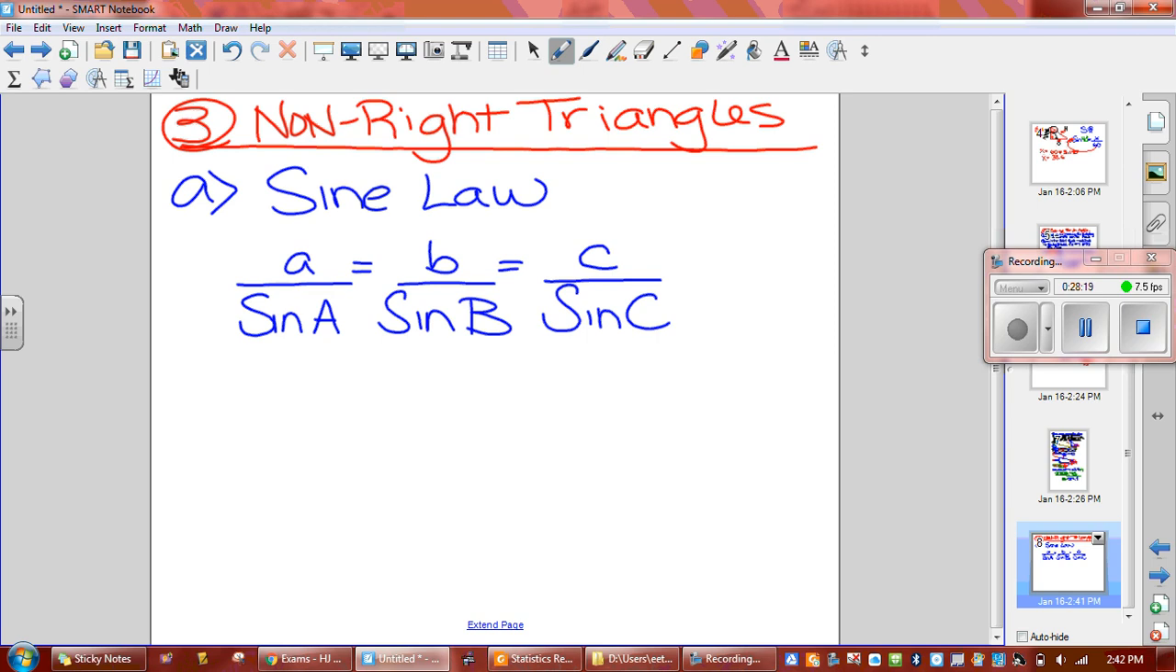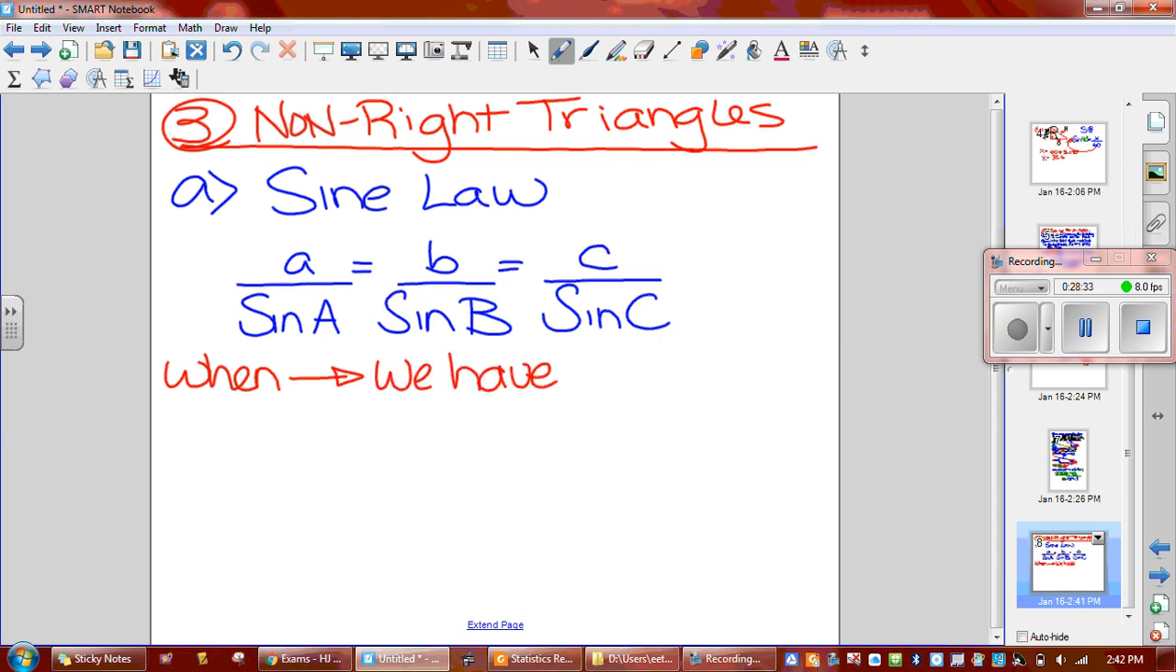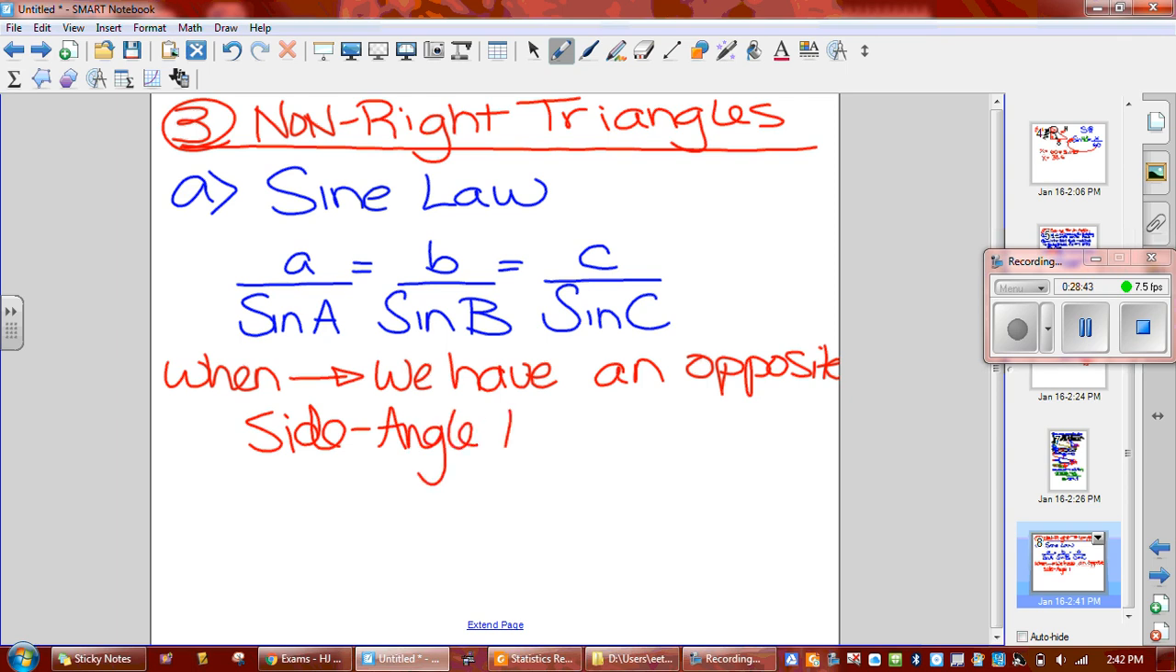Well, we always use it when we have an opposite side angle pair on the triangle. As long as we've got an opposite side angle pair, we can use the sine law for anything. We can even use the sine law in right triangles, actually. Okay, so now let's do an example.